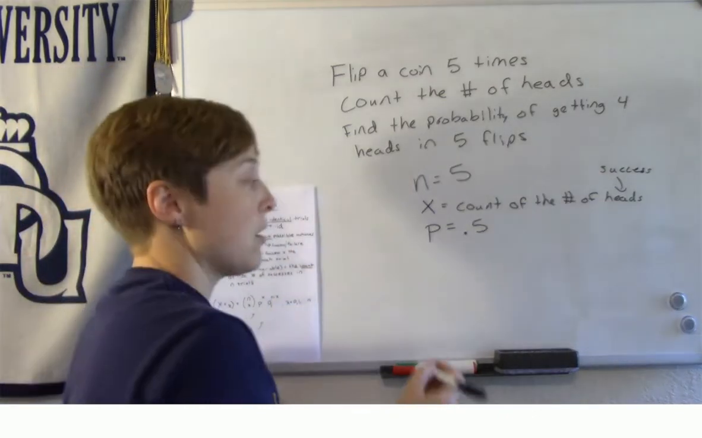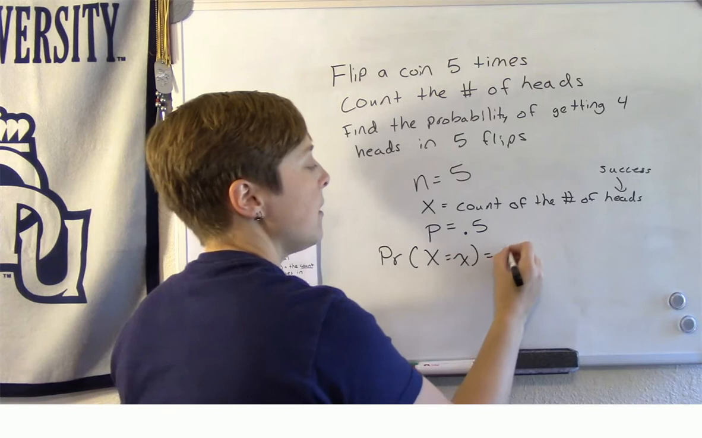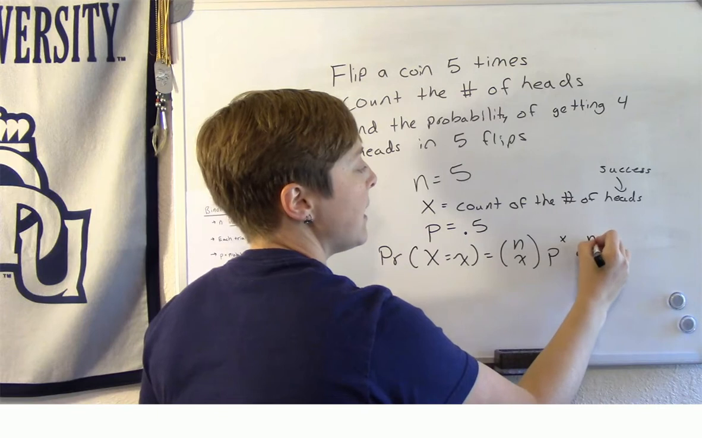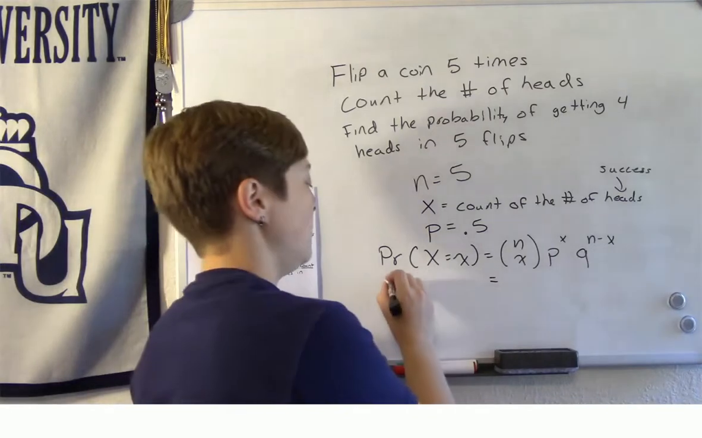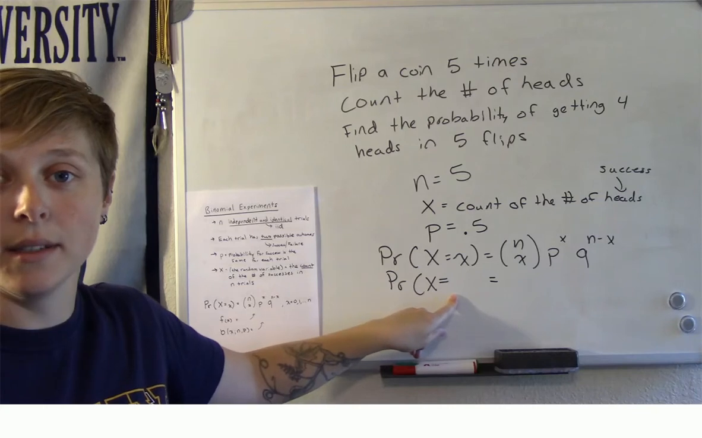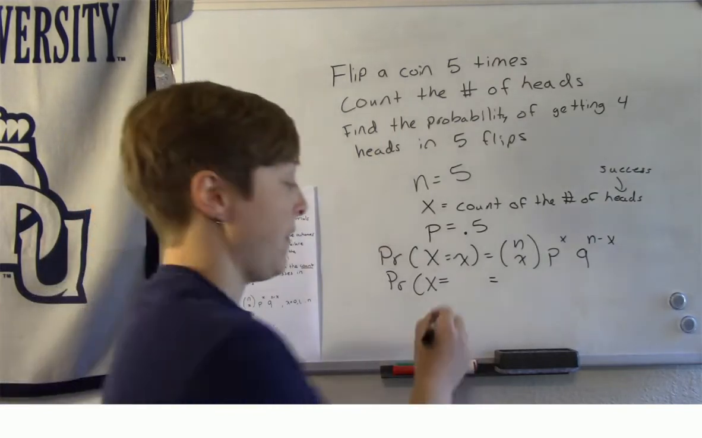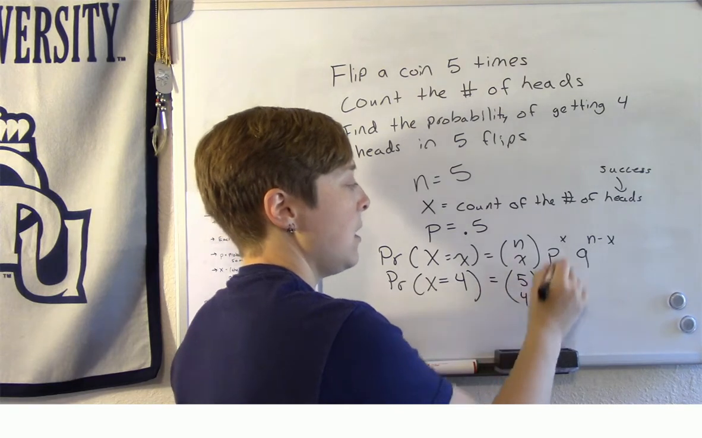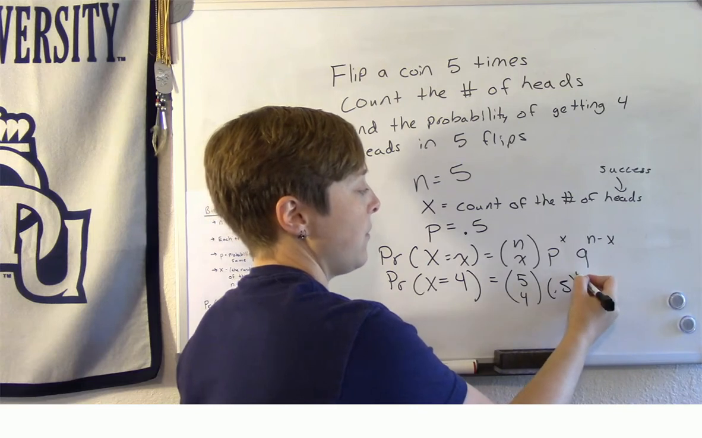Now let's write down our probability distribution function: n choose x, p to the x, q to the n minus x. So n, we've determined, is 5. Oops, what am I trying to find the probability of? Let me not get ahead of myself. I'm trying to find the probability that X equals 4, the probability of getting 4 heads in 5 flips. N is 5, x is 4, p, the probability of success, is 0.5, raised to the power of x, which is 4.